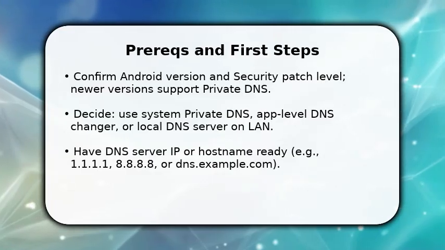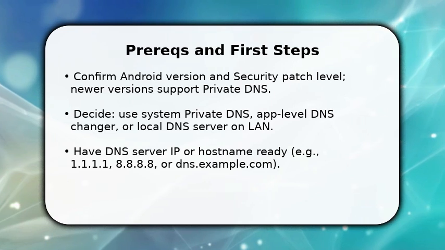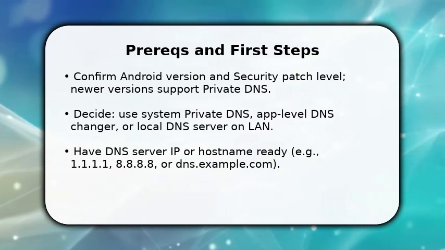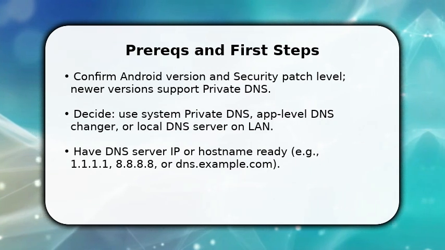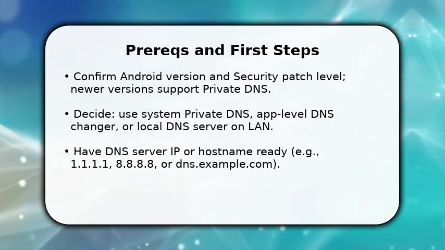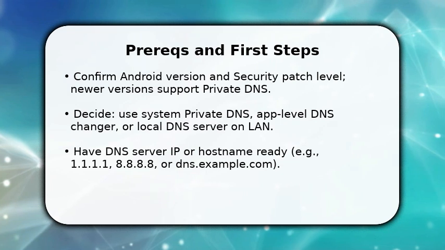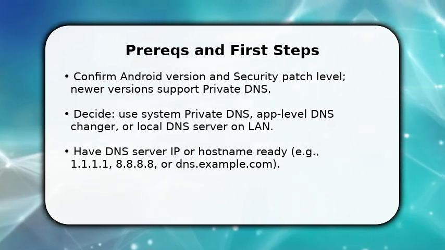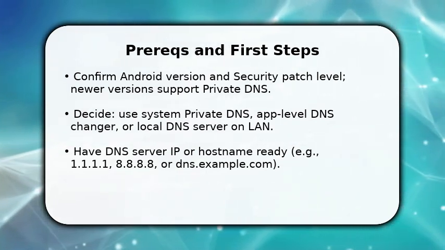You need 3 things before changing DNS: a compatible Android build, the DNS address, and whether you'll use system private DNS or an app. First, open Settings and search Private DNS. If you want system-wide encrypted DNS, choose Private DNS Provider Hostname and type the hostname you obtained.